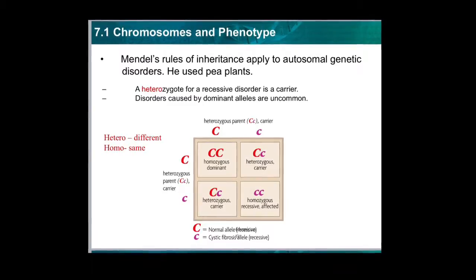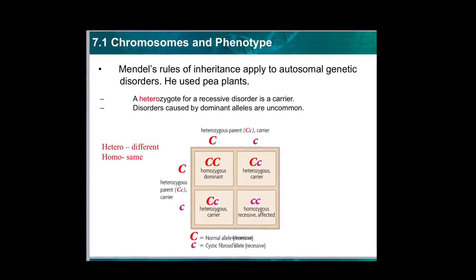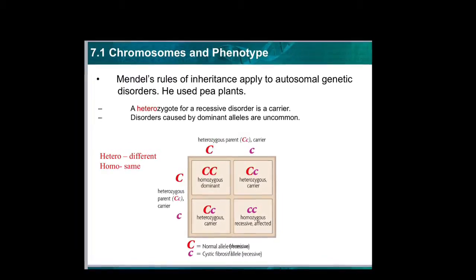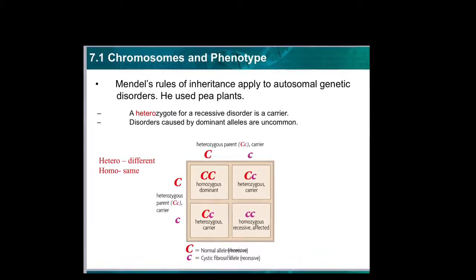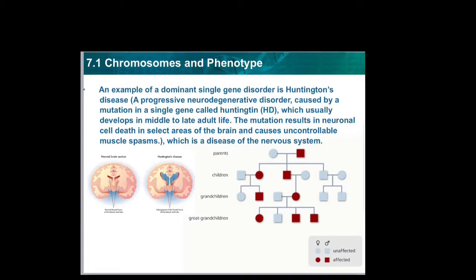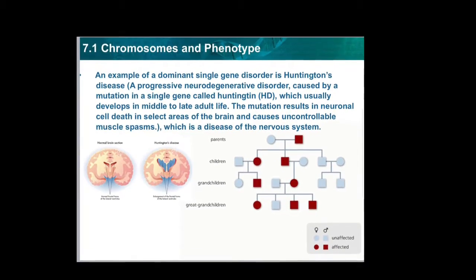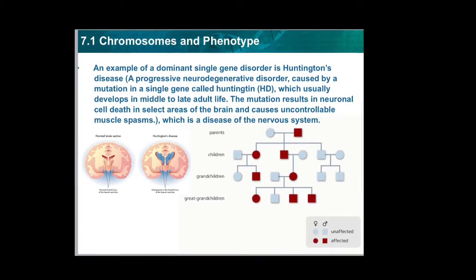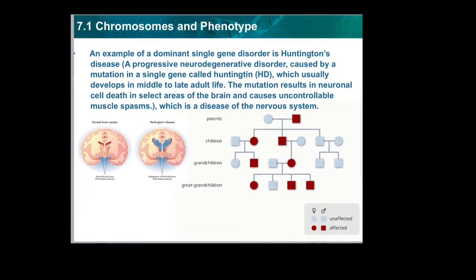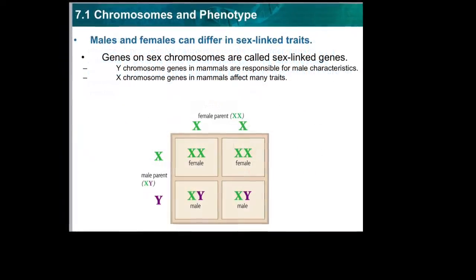Mendel developed the rules of inheritance, and he did this study using pea plants. Hetero means different, homo means the same, and if someone is heterozygous for a recessive disorder, they're considered a carrier of that disorder. Huntington's disease is an example of a dominant single gene disorder which usually develops as an adult. 1 gene mutation results in neuronal cell death in some areas of the brain and uncontrollable muscle spasms.